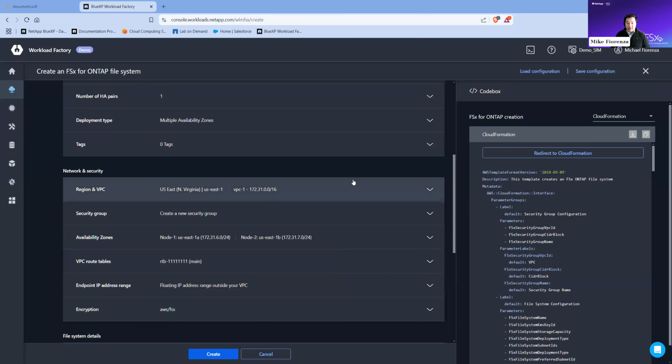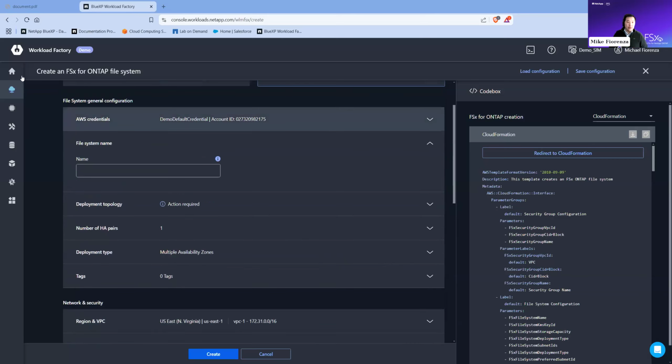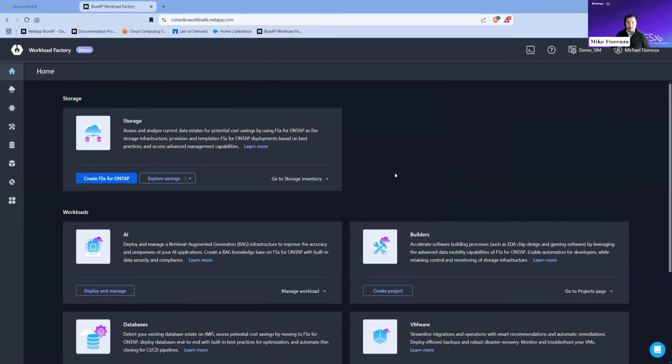So Workload Factory, again, is really designed to be as flexible as you want it. If this is a calculator, fantastic. If this is a template builder, also great. If this becomes something that, now that you've seen a few of the options that are available to you, that you want to now take this and make it part of your overall management process, even better. You can do that all from here within Workload Factory.